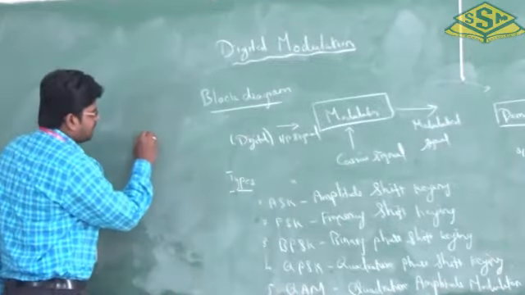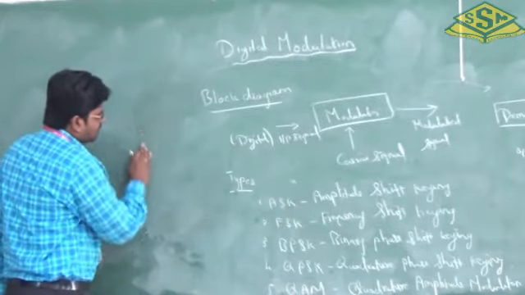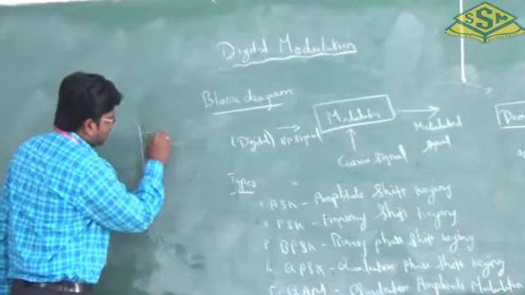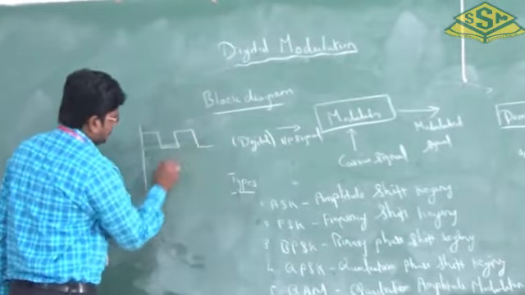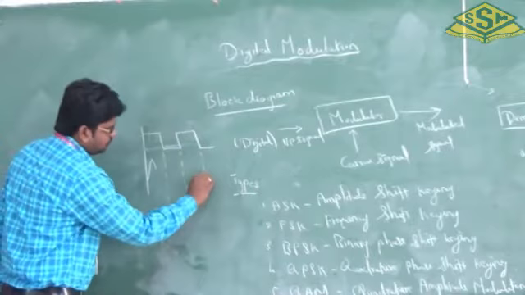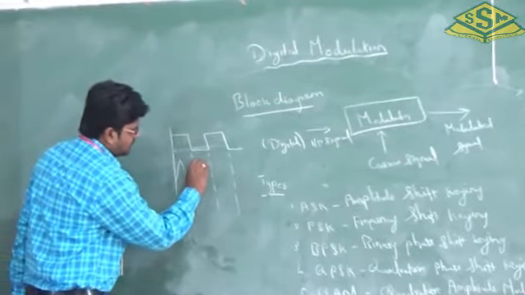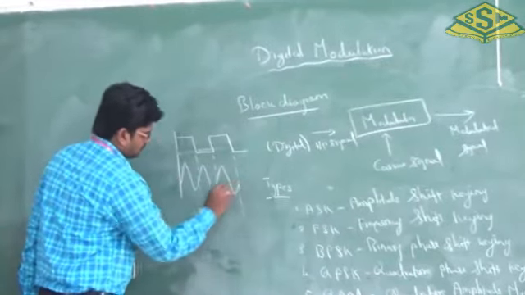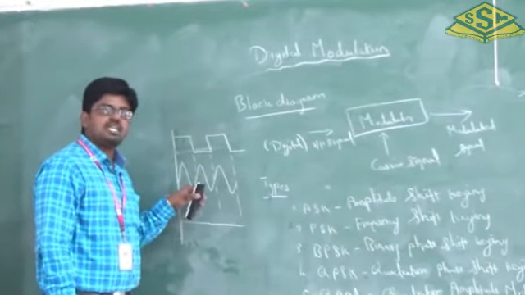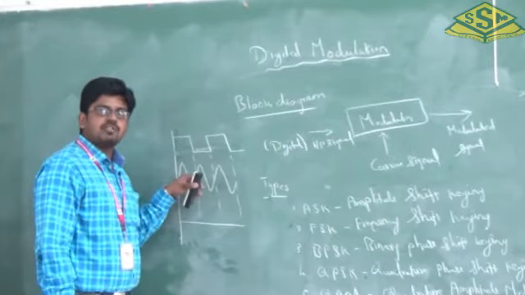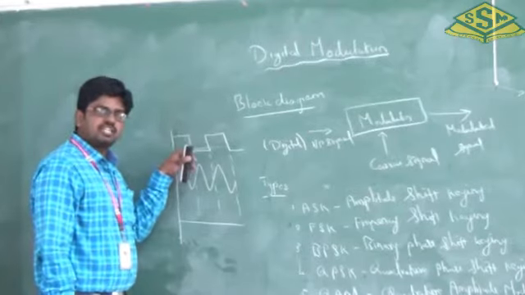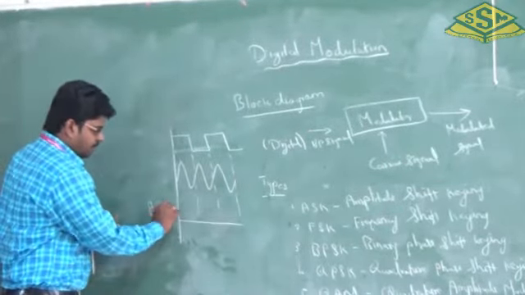Here I told that the input signal must be digital data. Then a carrier signal. This carrier signal is going to be changed. This carrier signal is going to be modulated, depending on the input signal. If the amplitude of the carrier signal is varied according to the modulating signal, that is called ASK.